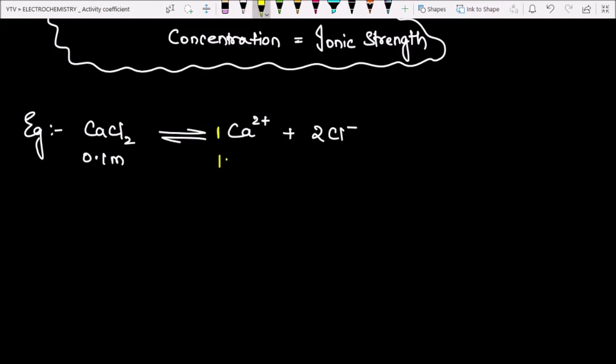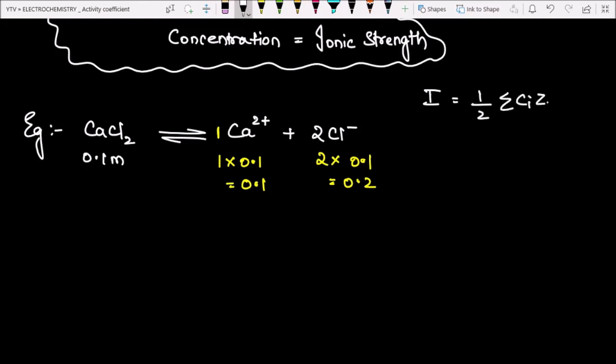Now just check the concentration value. Here you have 1, right? So 1 into 0.1, this is the concentration. Here, what will you do? 2 into 0.1. So this is going to be 0.1, and this is going to be 0.2. Now let's substitute it in the formula. What is the formula? I is equal to half into summation of CiZi squared. First you have to put the value of the cation and then add it with that of the anion.